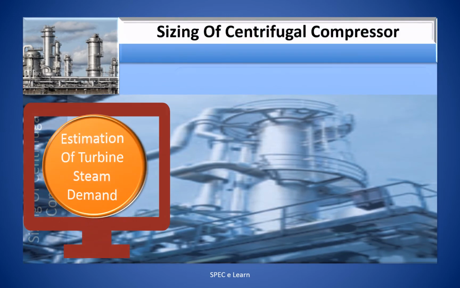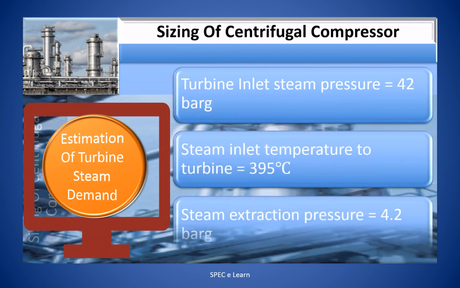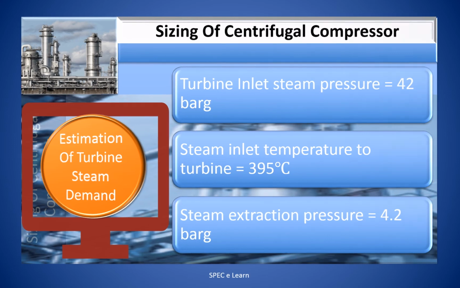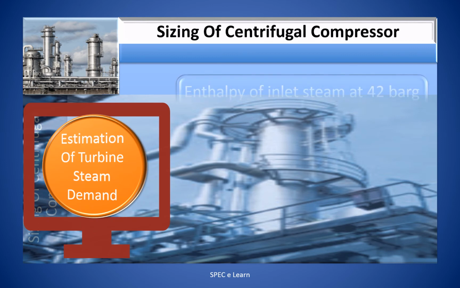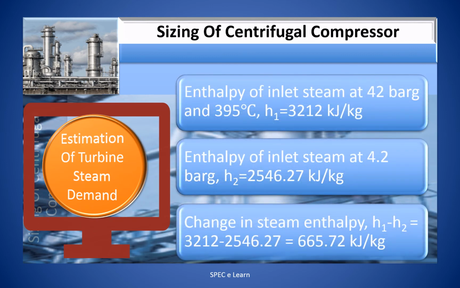The next step is estimation of steam turbine steam demand. The turbine inlet steam pressure is 42 bar. Steam inlet temperature to turbine is 395 degrees centigrade. Steam extraction pressure is 4.2 bar G. The enthalpy of inlet steam at 42 bar G and 395 degrees centigrade, H1, equals 3212 kilojoules per kg. The enthalpy of steam at 4.2 bar G, H2, equals 2546.27 kilojoules per kg. The change in steam enthalpy, H1 minus H2, is 665.72 kilojoules per kg.